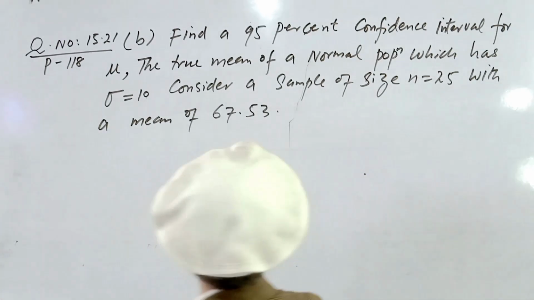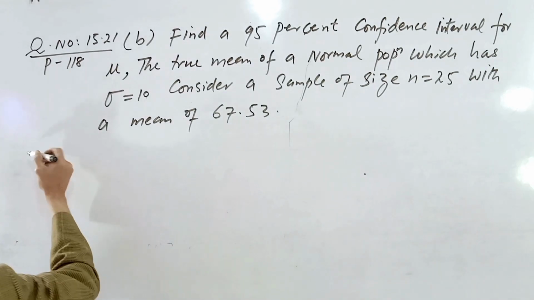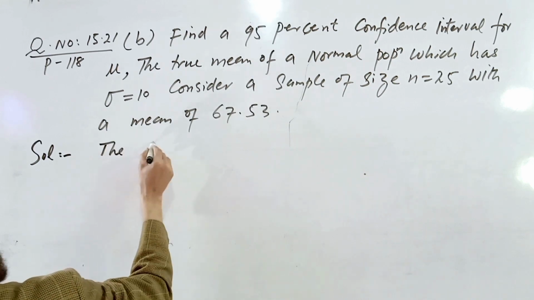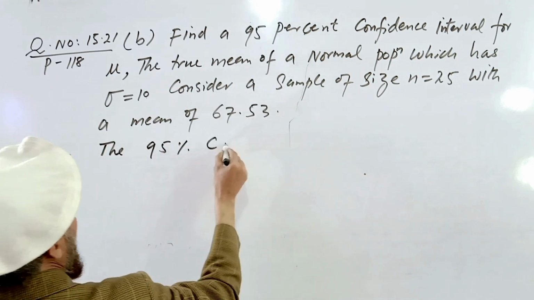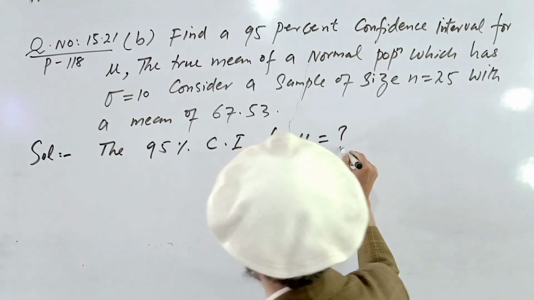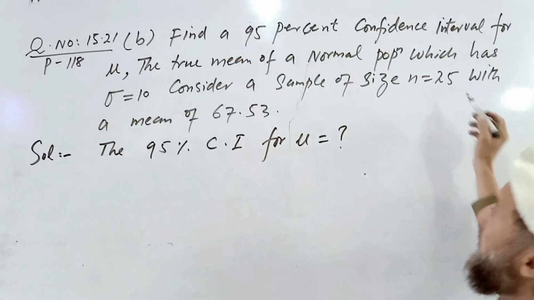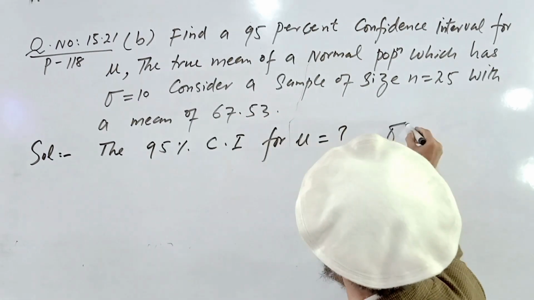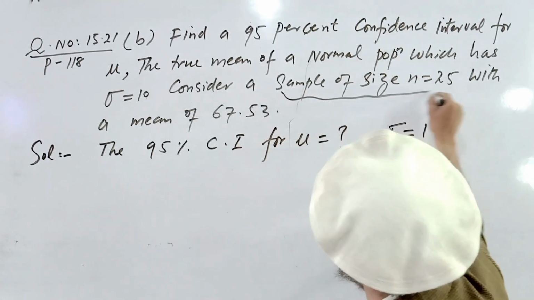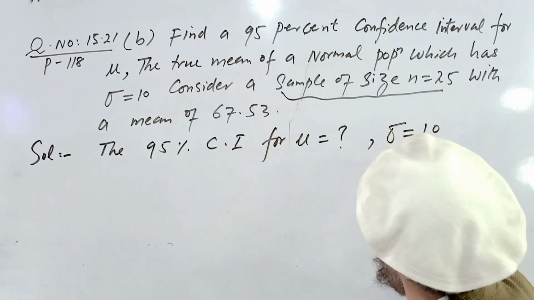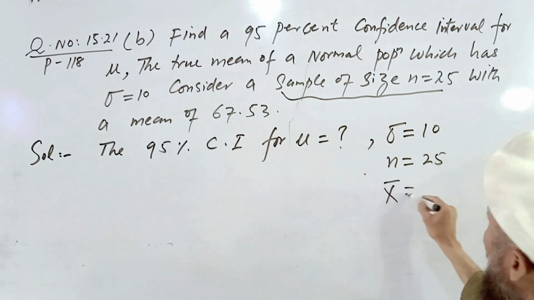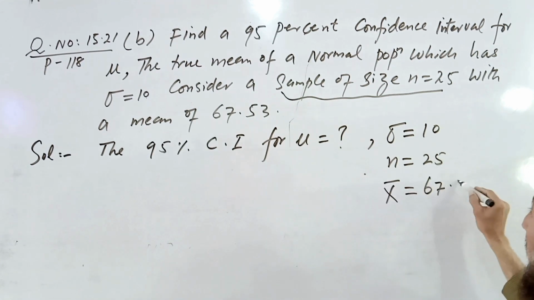Now first of all we write the given data. The 95% confidence interval for the population mean, which is unknown, where the standard deviation sigma is known, sigma is 10, a random sample of size n is equal to 25, and mean x bar is equal to 67.53.